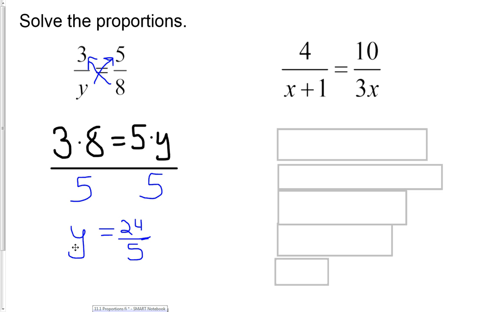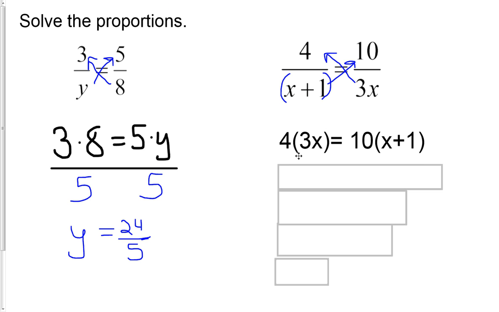Most of our answers will be nice numbers, but this is an example of one where it's going to be a fraction. Next, we've got 4 over x plus 1 equals 10 over 3x. So again, cross multiplying, 3x times 4 equals 10 times x plus 1. And just a note, these are in parentheses, so it's not just 10 times 1 or 10 times x. It's 10 times the whole x plus 1. And so it looks like this: 4 times 3x equals 10 times x plus 1.